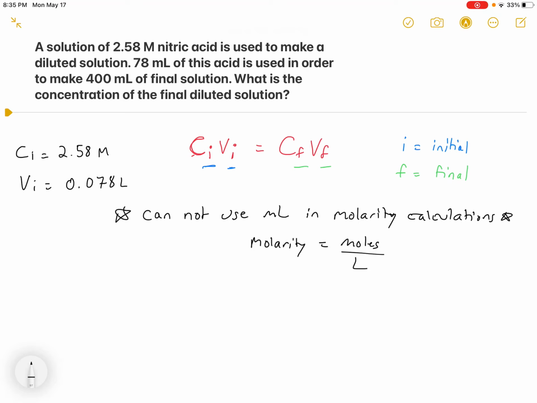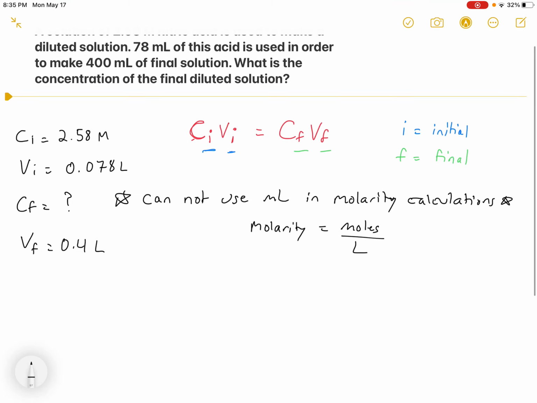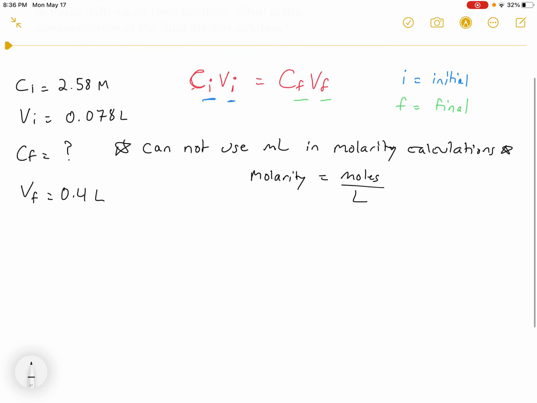So we have the initial concentration and the initial volume. And then the final concentration, that's what we're being asked for, so it's our unknown. And then the final volume is 0.4 liters. 400 milliliters divided by 1,000 equals 0.4. Alright, so now we can begin to solve.